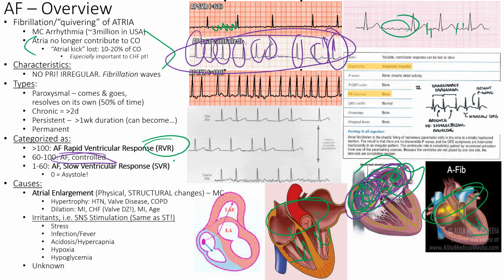Okay, so there's different types of AFib. There's paroxysmal, which means it just comes and goes. All of a sudden they go into AFib and they come out of it, all right? 50% of the time it just resolves on its own. The other 50% of the time they are stuck with AFib until the underlying cause is fixed.